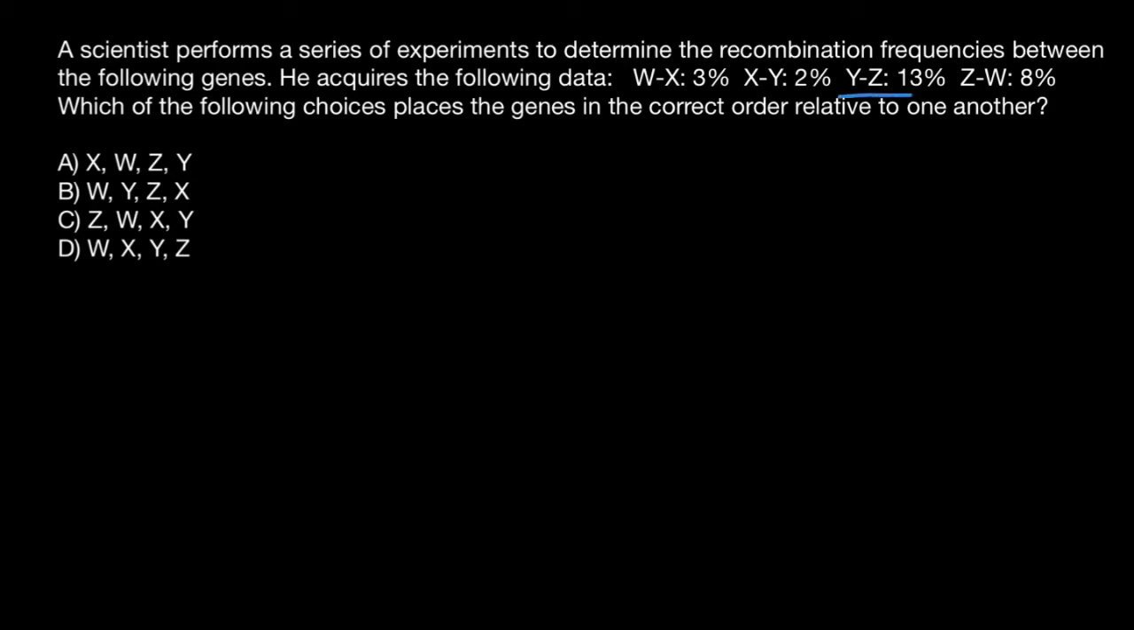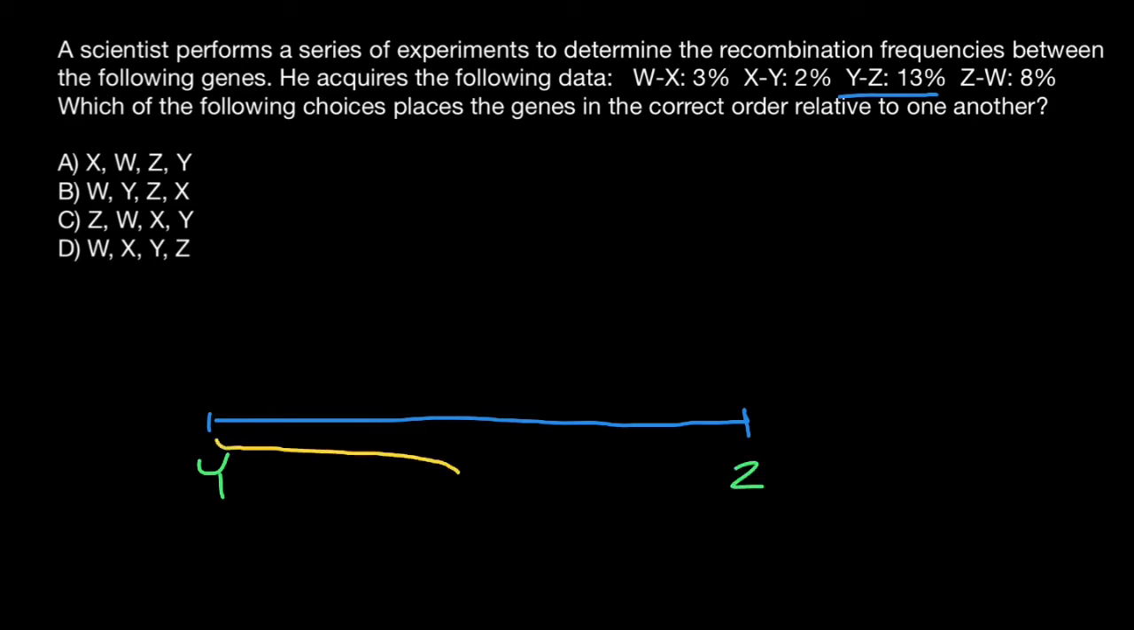Let's plot this fragment here. So let's say this is going to be our fragment, and we have gene Y here and gene Z here, and in between them we have a recombination frequency of 13%, which directly correlates to the map units: 13 map units, or we can also say 13 centimorgans.